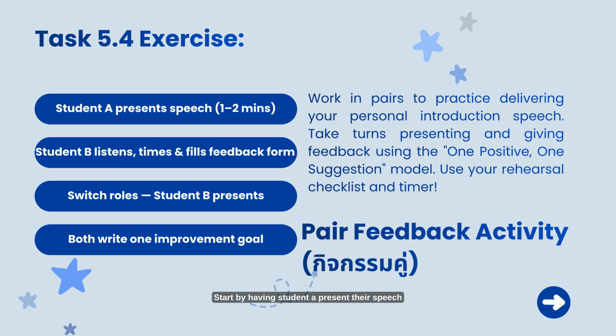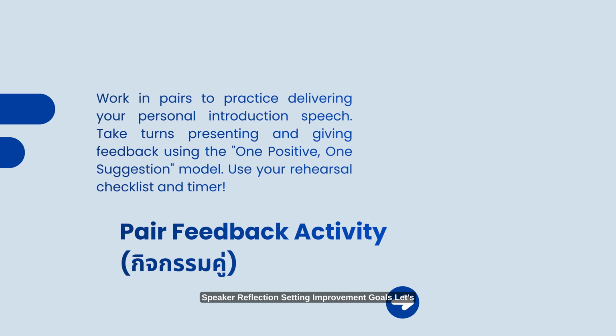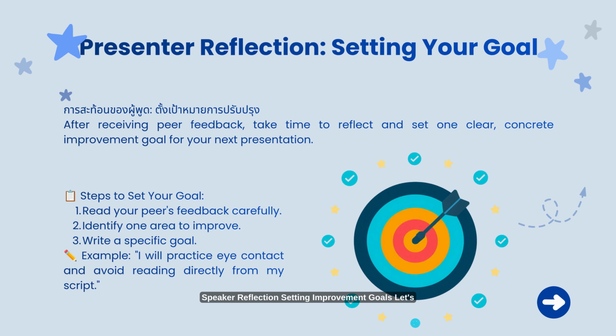Start by having student A present their speech for 1 to 2 minutes while student B listens, times the presentation, and fills out the feedback form. Then, switch roles. This ensures that both partners have the opportunity to develop their speaking and feedback skills. Once both have presented, each of you should write down one specific improvement goal based on the feedback you've received. This exercise is about collaboration and mutual improvement, so embrace the process and support each other in becoming more effective communicators.